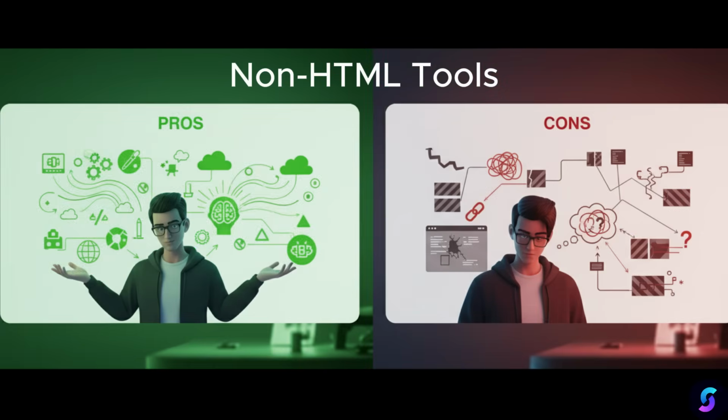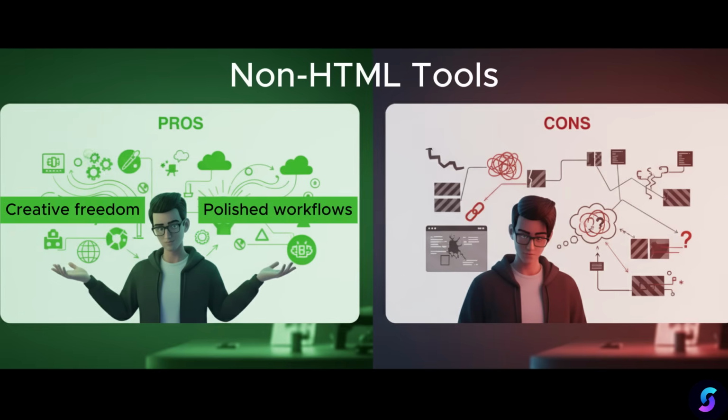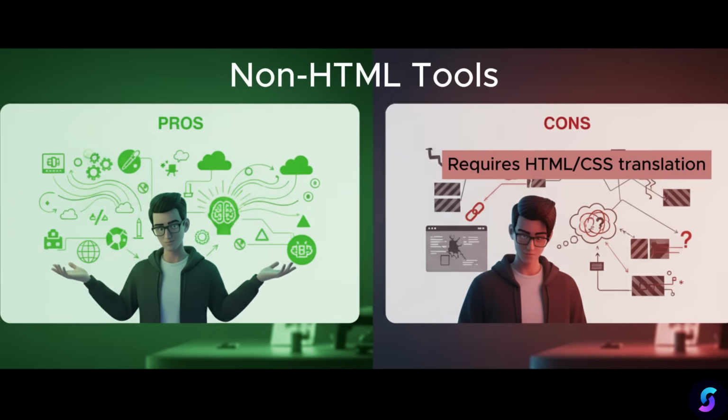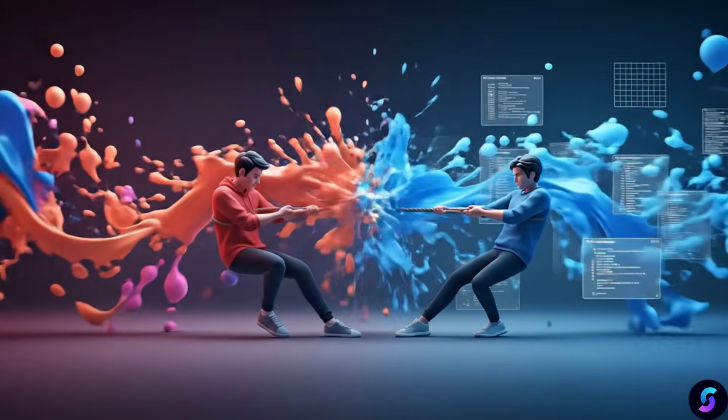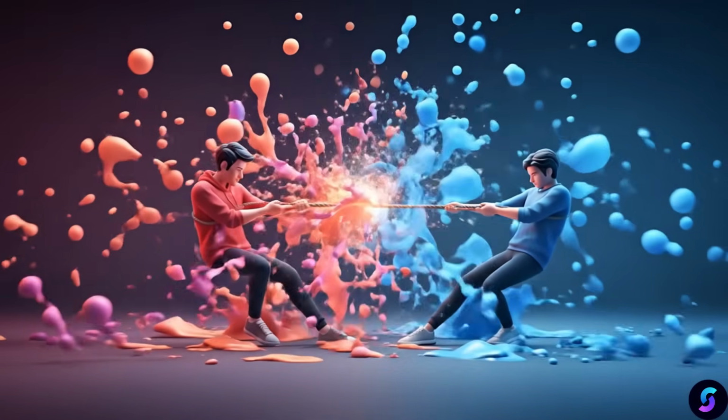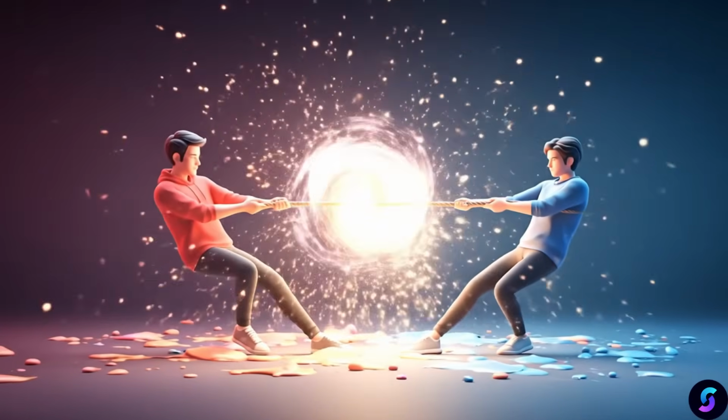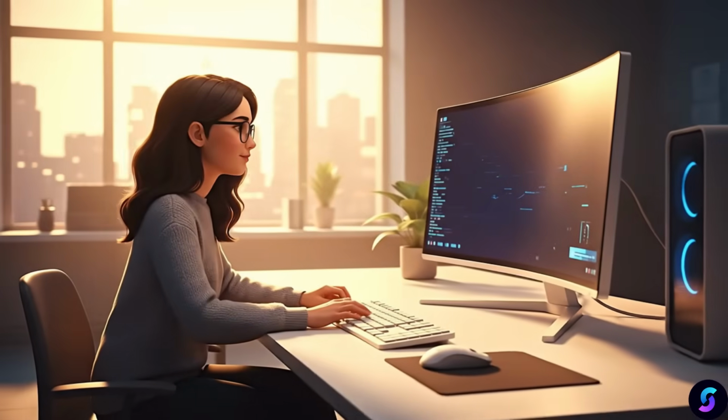Non-HTML tools, on the other hand, gave designers freedom to explore ideas with beautiful, polished workflows. Yet the price of that freedom was translation. Whatever was designed in those files had to be rebuilt in HTML and CSS by developers, and in that translation, details were often lost. This tension between freedom on one side and code readiness on the other has always defined the back and forth between the two approaches. Now we reach a turning point.